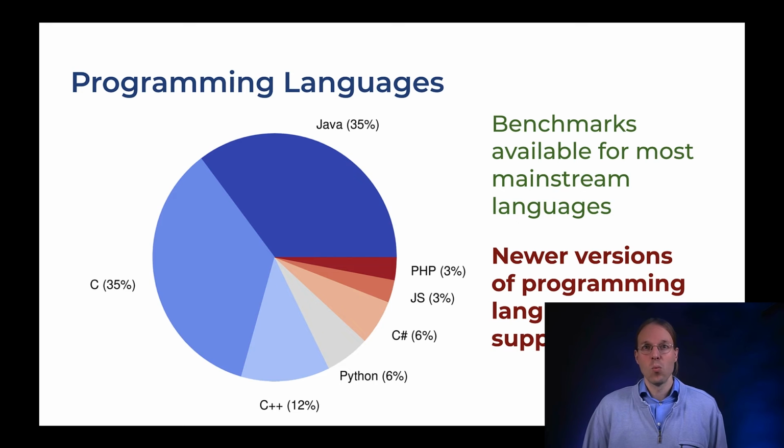Finally, we miss out on new language features, like for example, lambda expressions in Java that have been around for a couple of years. They are not very well reflected in benchmark collections. So the tools will be biased towards older features if the benchmark collections are not updated.